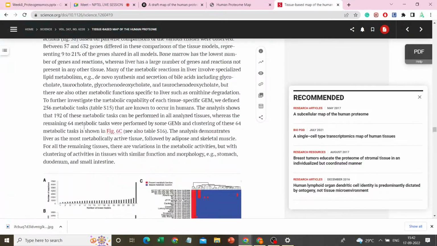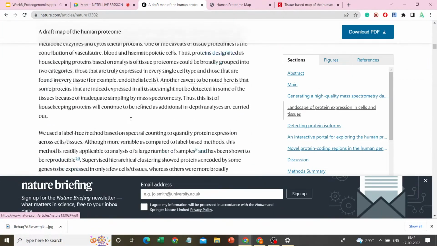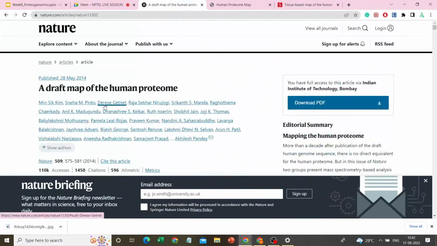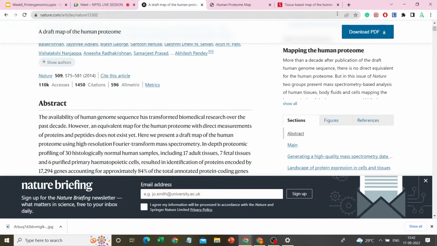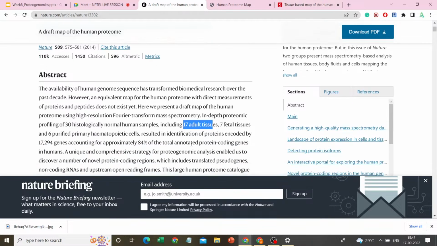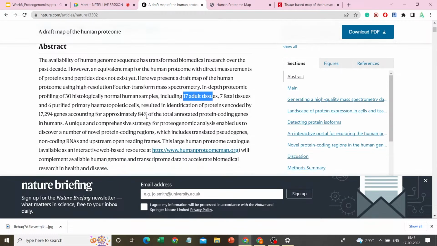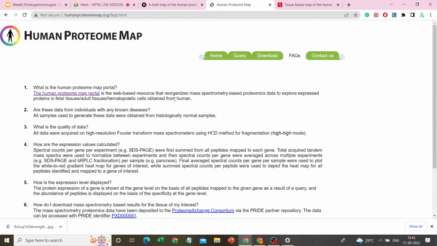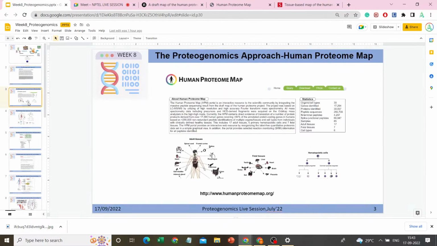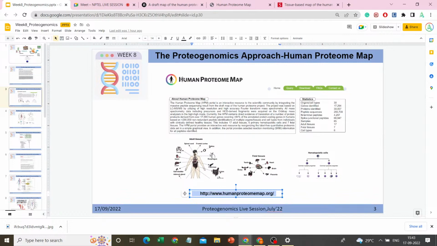The new thing which I just mentioned was the draft map of the human proteome. This came around in 2014, and the tissue-based map of the human proteome came in 2015. Here they used 17 adult tissues, where they used 32 tissues and 7 fetal tissues as well as cells, and they could identify around 84% of the total annotated protein-coding regions. The human proteome map looks like this. If you search it, I'll just place it in the chat box.